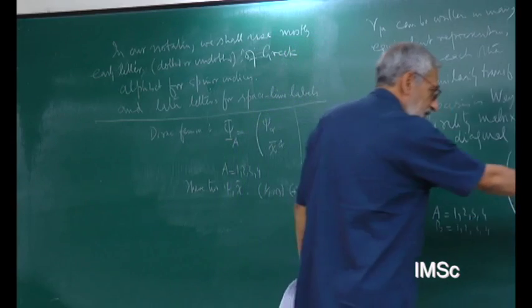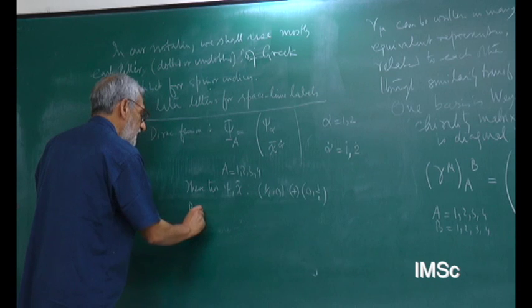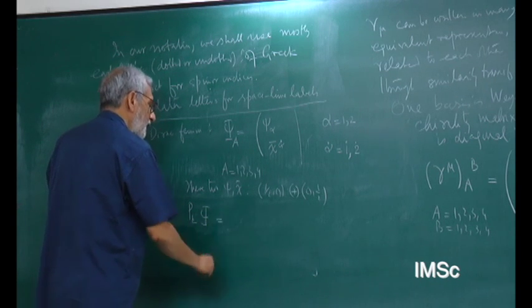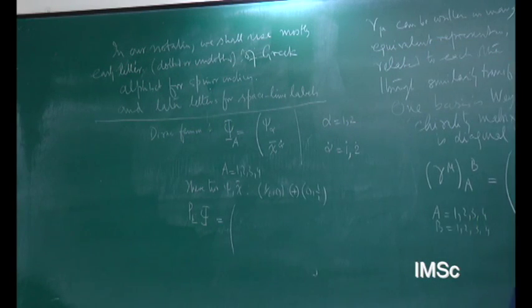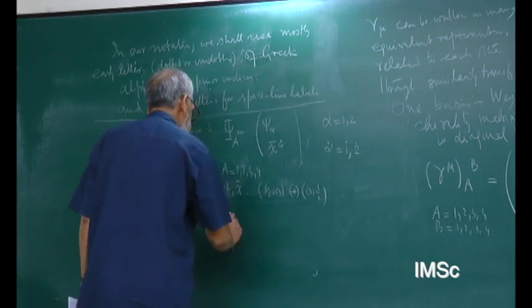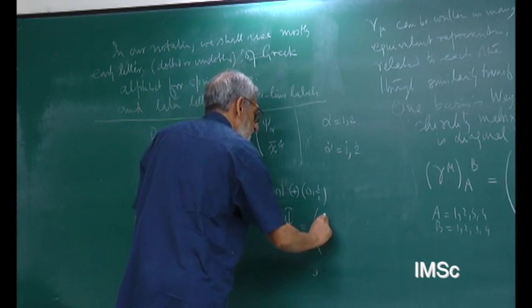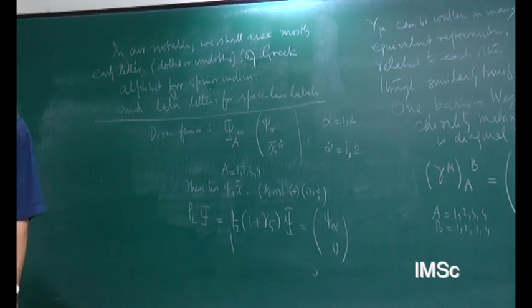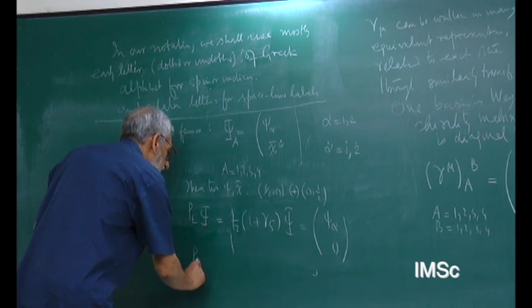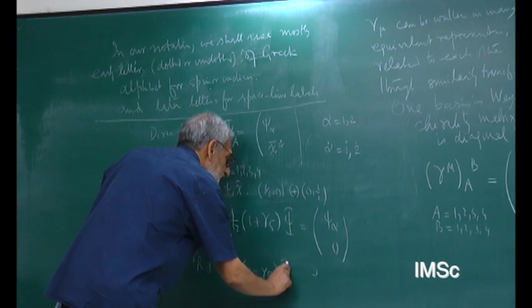And now, if I use these projection operators, what does that do? P_L on psi is half of 1 plus gamma five times psi, that picks up psi alpha, and P_R psi is half of 1 minus gamma five psi.